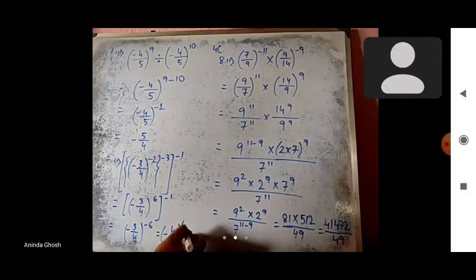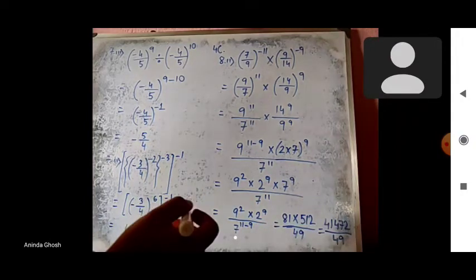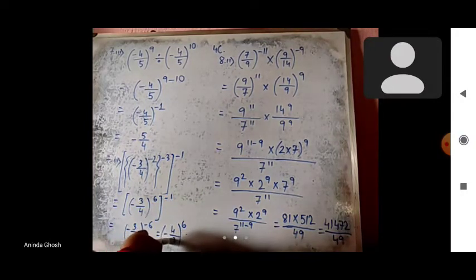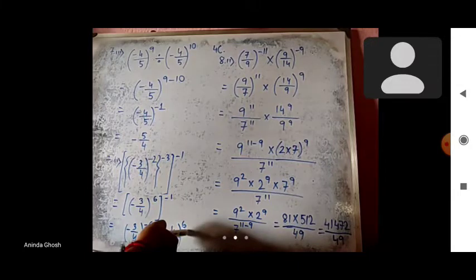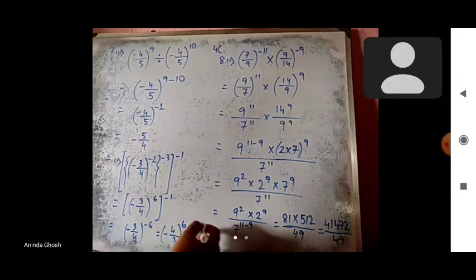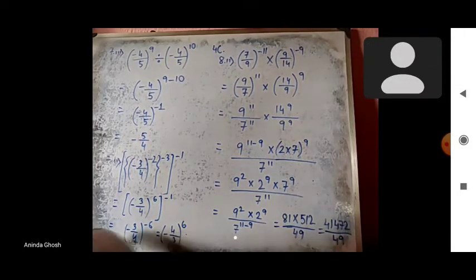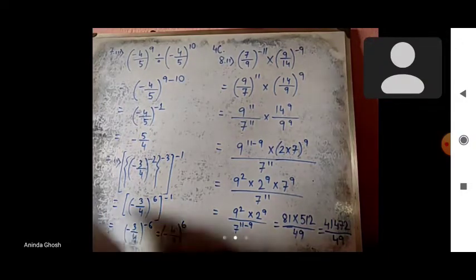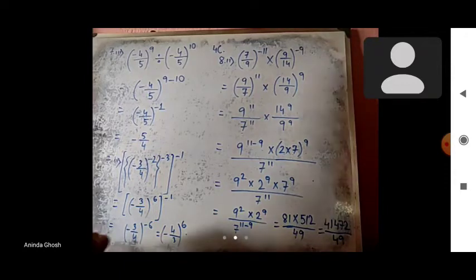Minus 1 into 6 we get minus 6, and for this minus sign we have to reciprocate the base and we get minus 4 upon 3 to the power plus 6. So base is in negative and power is in even form, that's why result always comes in positive. So 4 to the power 6 by 3 to the power 6 is my required answer.